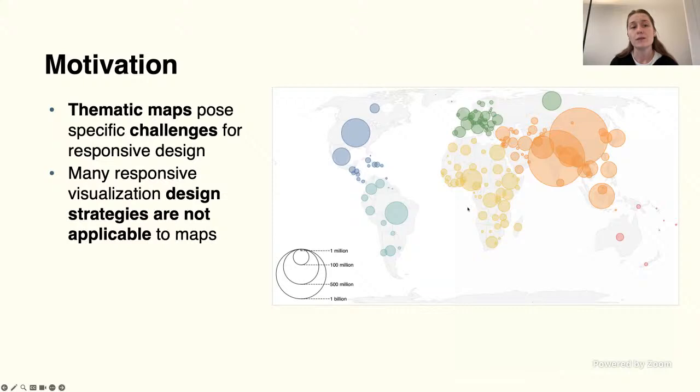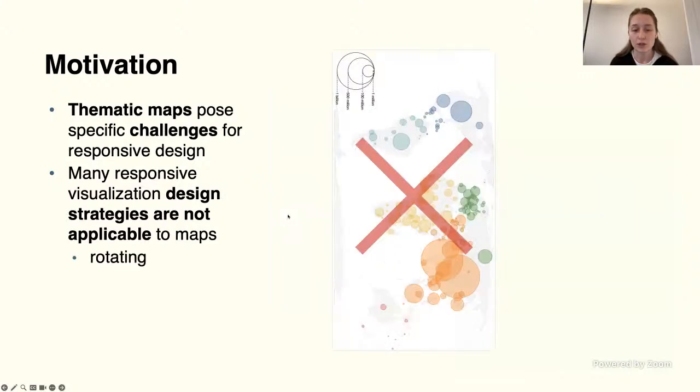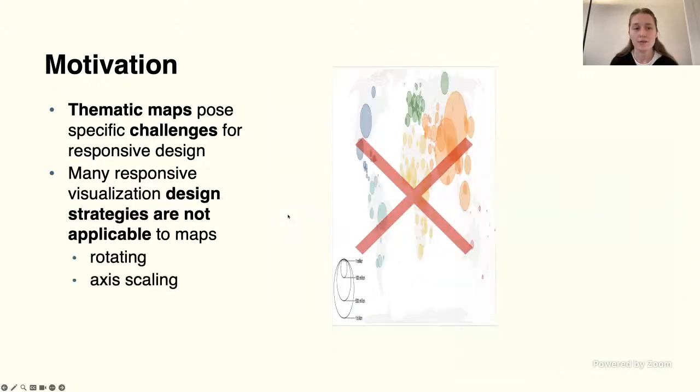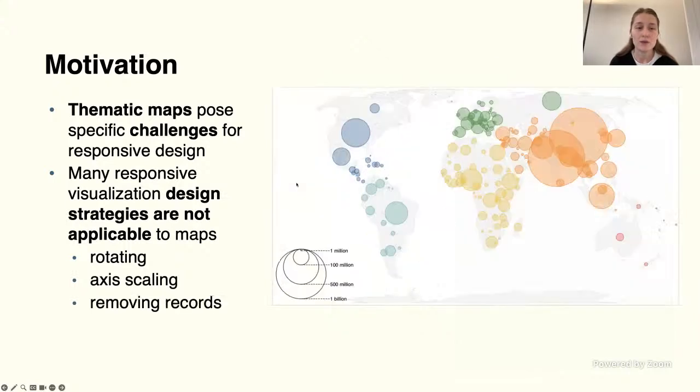This results in many responsive visualization design strategies not really being applicable to maps. For example, you don't really want to rotate a map. You also can't really scale the axes independently of each other. And removing records also isn't that helpful, because if you filter out, for example, small values, you have less information on the screen, but you can't really use it that much because you can't rearrange the other items to use that space like you could if you, for example, remove 10 bars out of a bar chart.